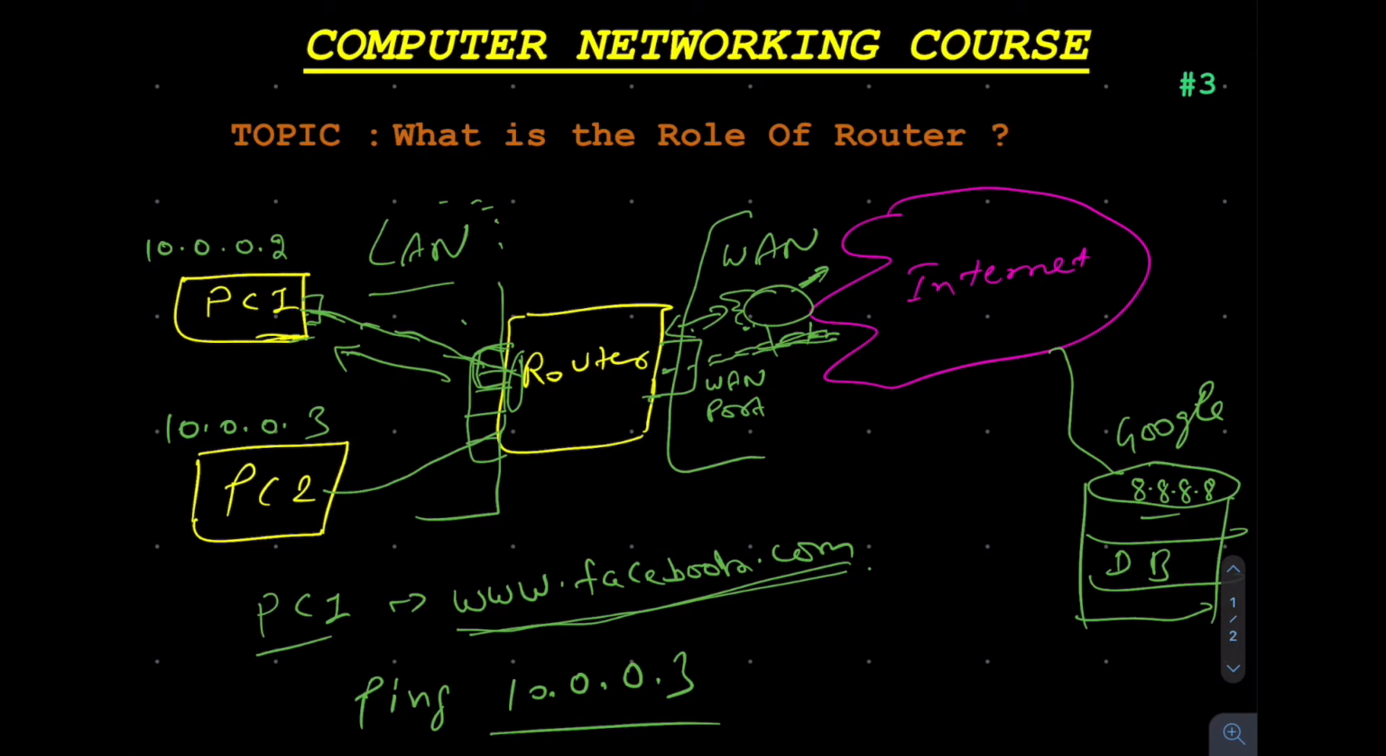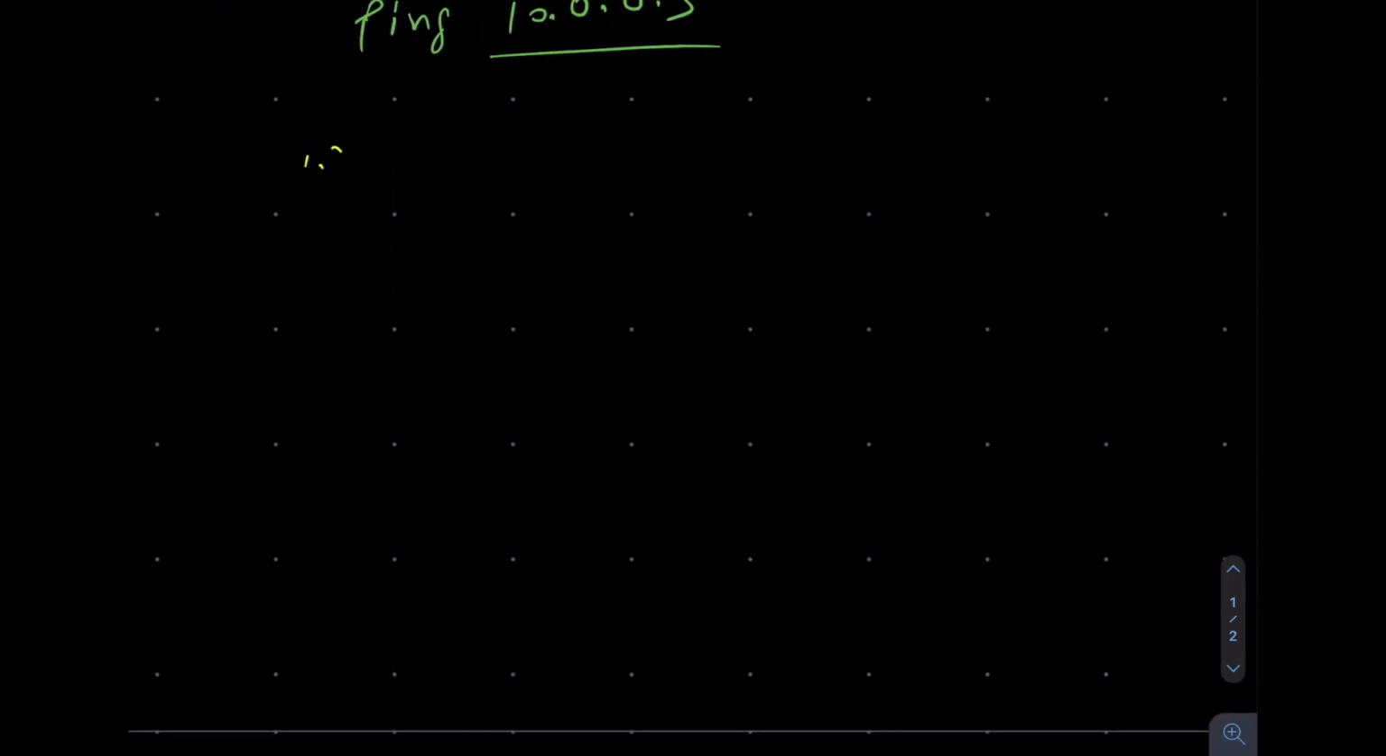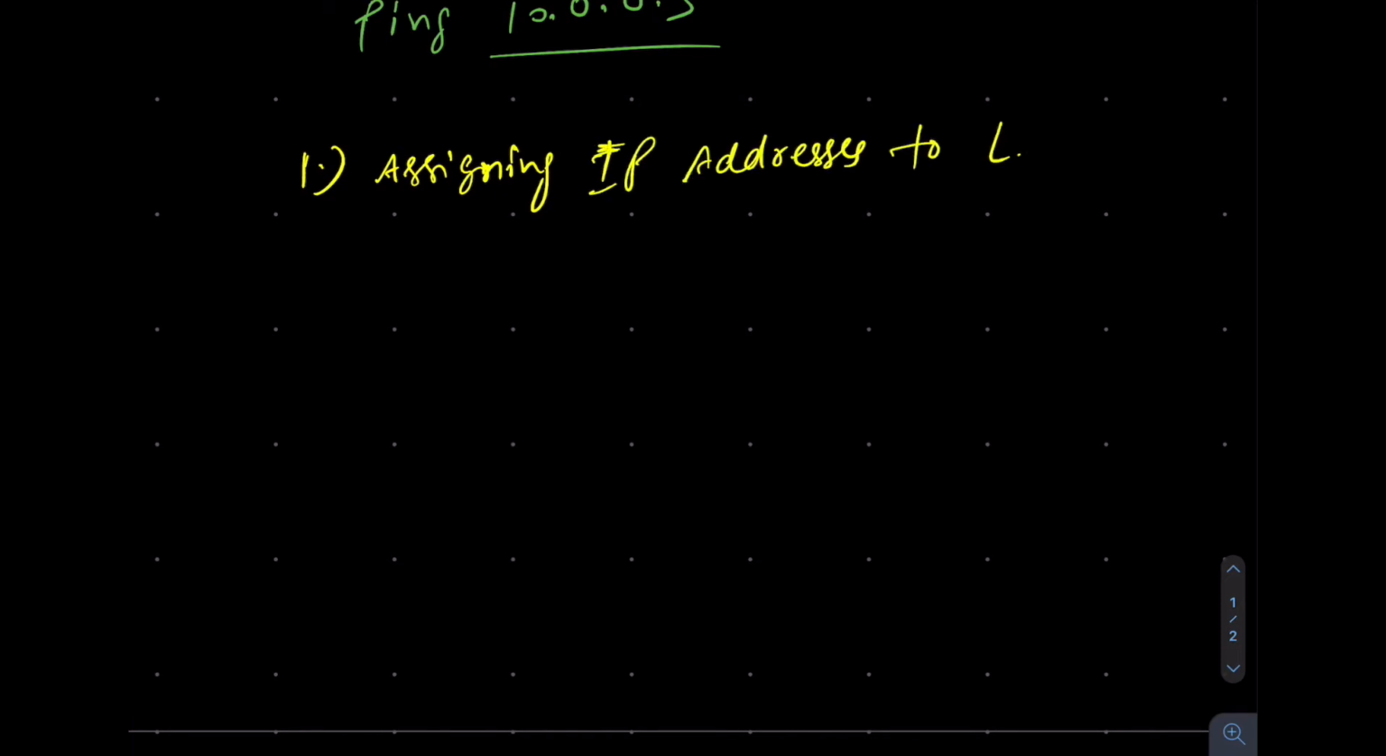PC1 can communicate inside a LAN, as this is a part of the LAN, and PC1 can also communicate over the internet to some Google server. So some IP address it can communicate with. The second thing I want to show is the router's role in this. The first thing is assigning IP addresses to LAN devices.